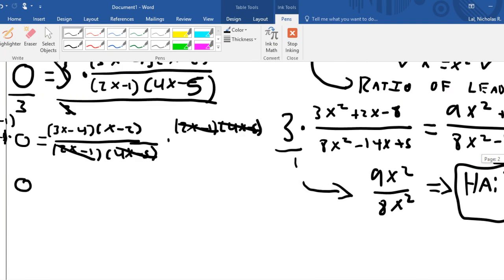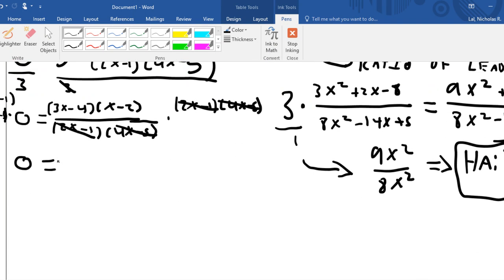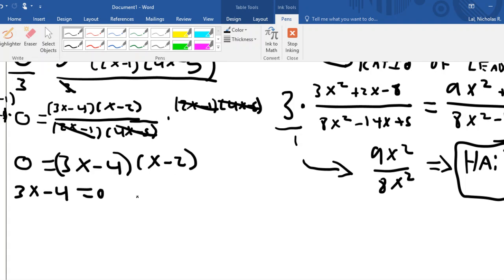0 is equal to 3x minus 4 times x minus 2. To find my x values, my x-intercepts, I just set these factors equal to 0. I have 3x minus 4 equals 0, and x minus 2 equals 0. Add 4 to each side, 3x is equal to 4. Add 2 to each side, x is equal to 2.